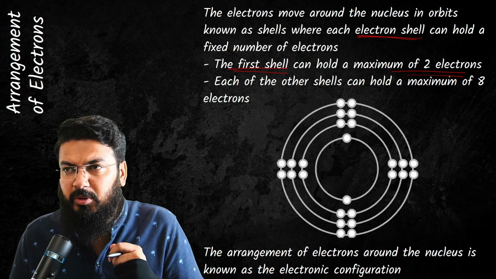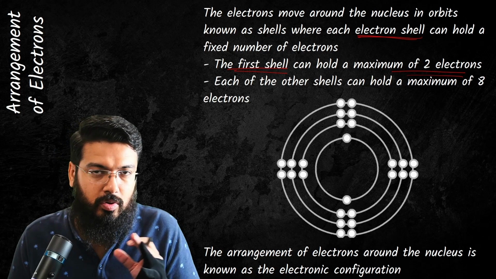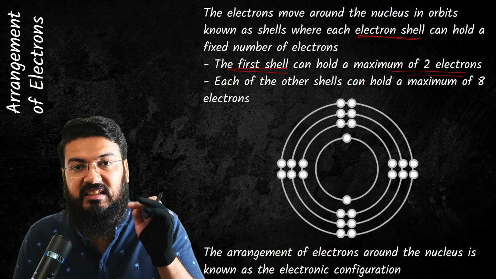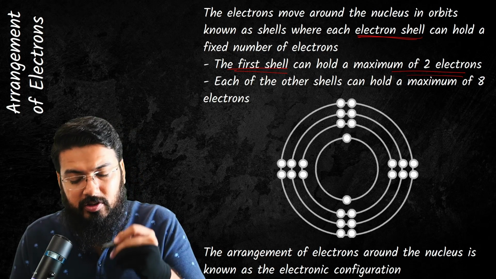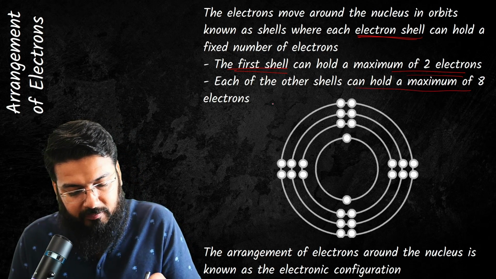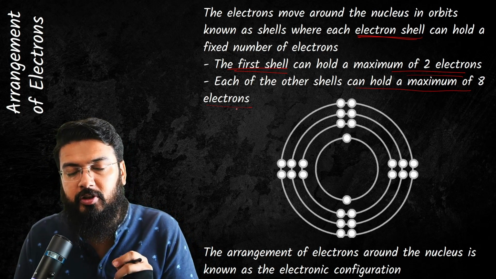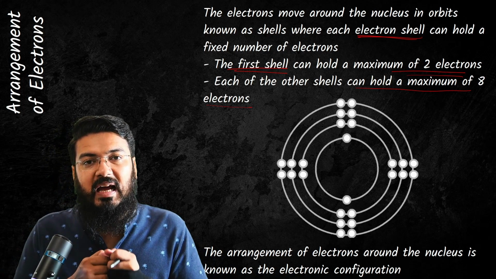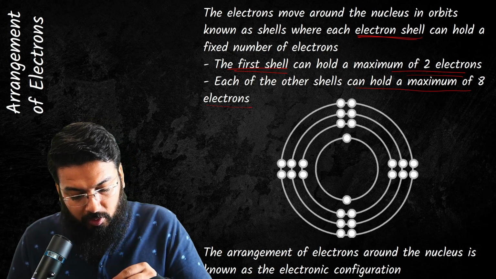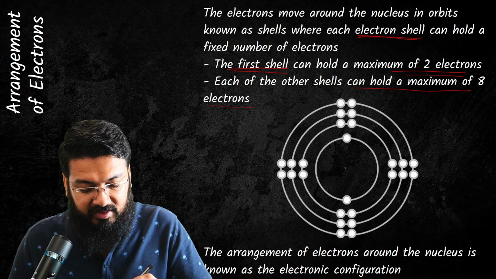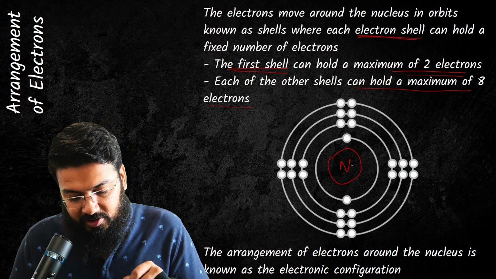Now, maximum of 2 electrons, does it mean it always has 2 electrons? No. It has the capacity of a maximum of 2 electrons at a time. And then each of the other shells can hold a maximum of 8 electrons. Like I said, it does not necessarily have 8 electrons, but it has the capacity of a maximum of 8 electrons. This right here is a diagram of the shells around the nucleus. The nucleus is supposed to be here in the middle, and then you have these shells.